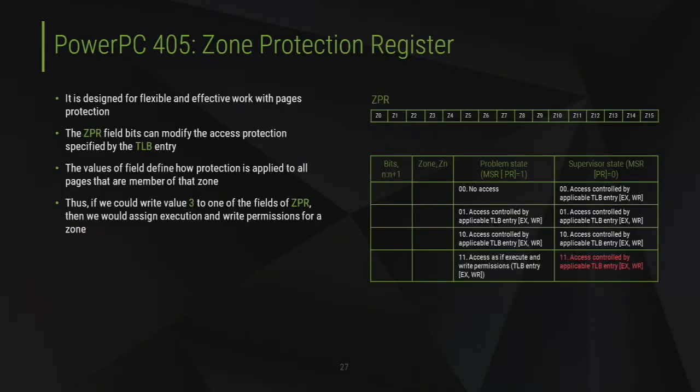ZPR is designed for flexible and effective work with page protection. The ZPR field bits can modify the access protection specified by the TLB entry. The value of the field defines how the protection is applied to all pages that are members of that zone. Thus, if we could write the value 3 to one of the ZPR fields, then we would assign execution and write permission for a zone. That would be great if we could find a gadget that changes the value of the ZPR register.